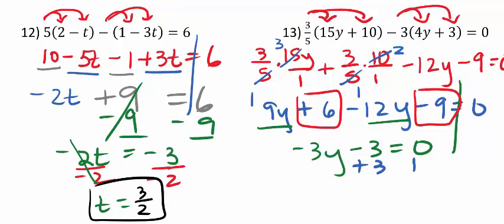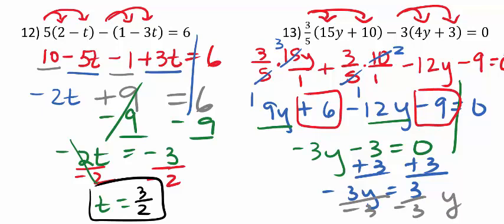So to finish this up, we can add 3 to both sides. We get negative 3y is equal to 3. And then we go ahead and divide both sides by negative 3. So y is going to be negative 1.